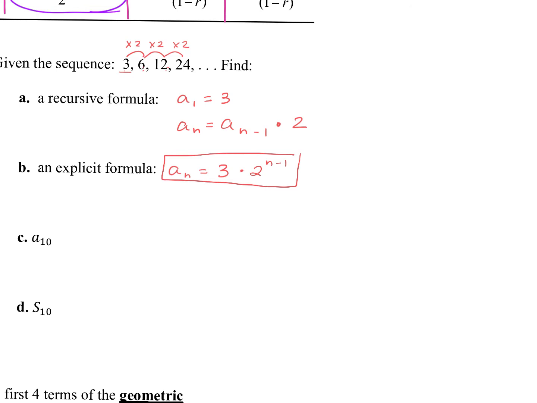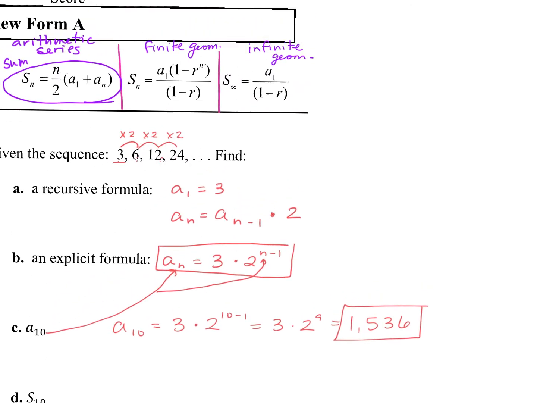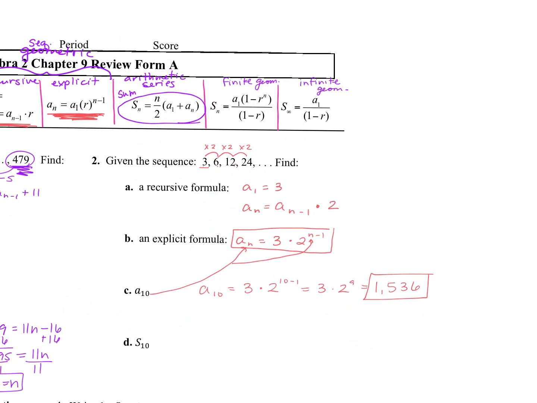Okay, so if I want my 10th term, then I'm going to plug a 10 in for n. So this is going to be a sub 10 equals 3 times 2 to the 10 minus 1. So that's 3 times 2 to the 9th power. Plug that into your calculator, 1,536.